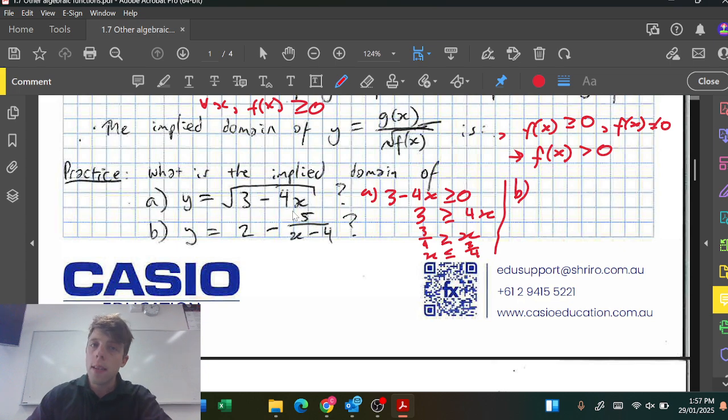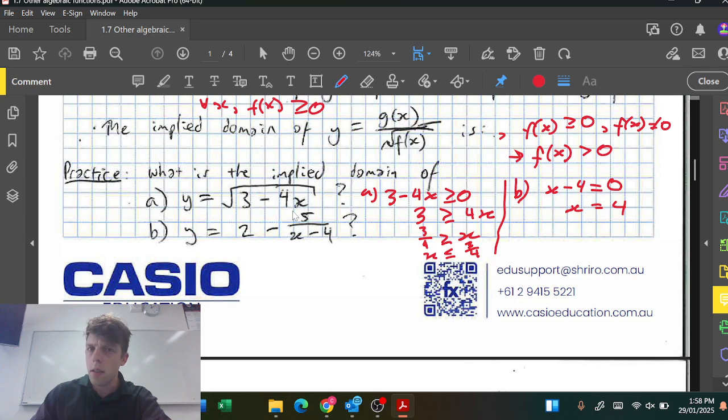So we can see here, when is this one not defined? So this is not defined when x minus 4 is equal to 0. So when is x minus 4, the thing underneath this division over here, equal to 0? Well, that's equal to 0 when x is equal to 4. We can add 4 to both sides. We get that as our answer.